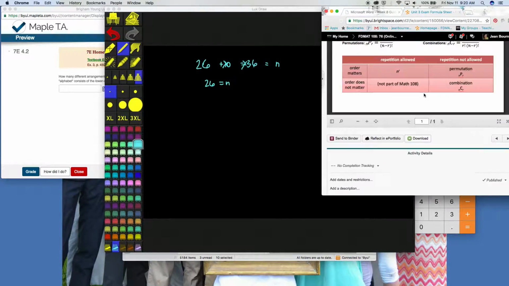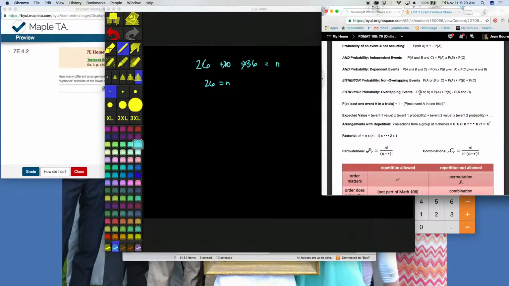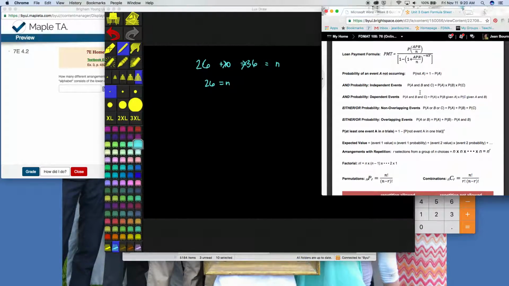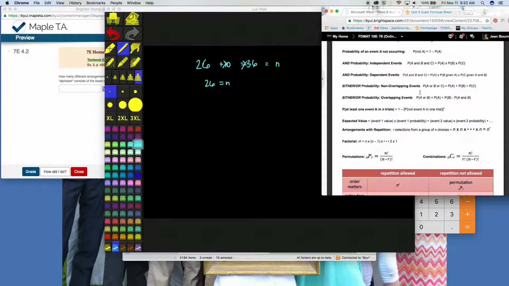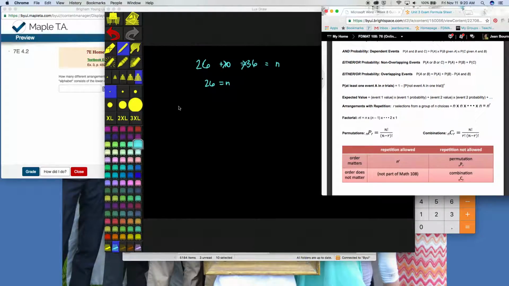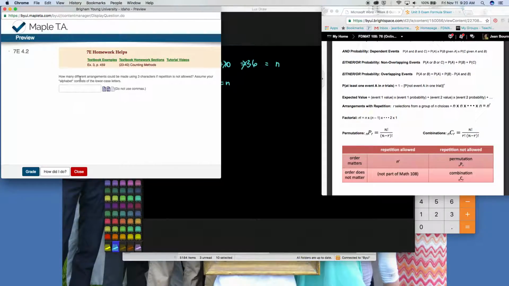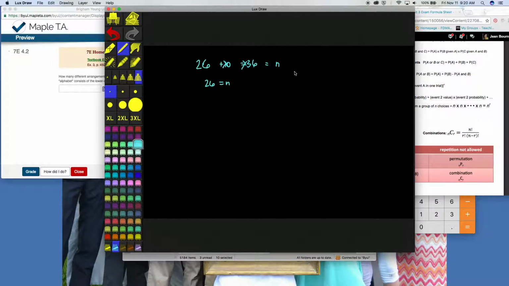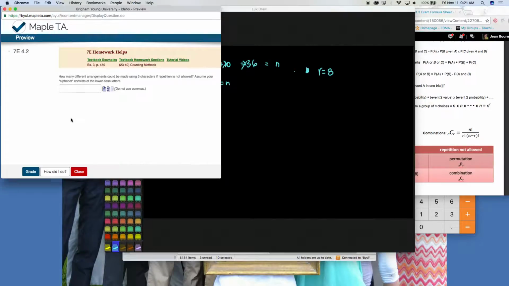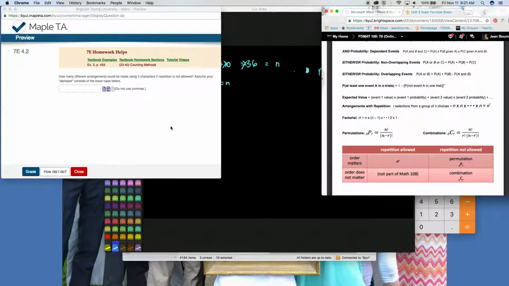And then let's decide what we're going to use. You should use this on your homework. This is the exam 3 formula sheet, and you should be using this on your homework because it makes life a lot easier. So I look at this and it says how many different arrangements could be made using 3 characters if repetition is not allowed. I'm going to use 8 characters just so I'm not flat out giving you the answer. So instead of 3, I'm going to use 8. It says repetition is not allowed.